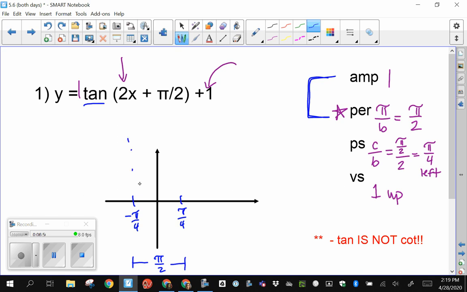That would be my original unshifted tangent. That's 1 wavelength, okay? So I had to do labels in increments of pi over 4. So let me do another one. 2 pi over 4 would be the same as pi over 2. And I'm going to do one more. That would be 3 pi over 4.